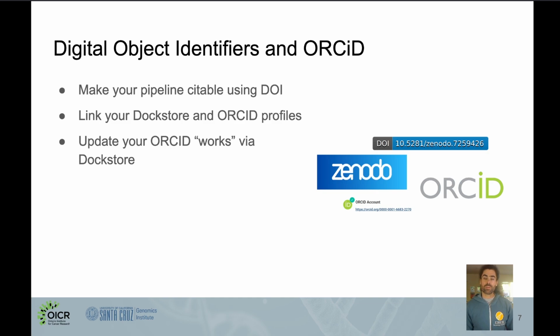In addition, we integrate with ORCID, or the Open Researcher and Collaborator Identifier, so that authors of workflows can be identified across institutions. If you link your ORCID ID with your Dockstore account, then your ORCID Works page will reflect any workflows which you've published on Dockstore, making your work more easily findable.